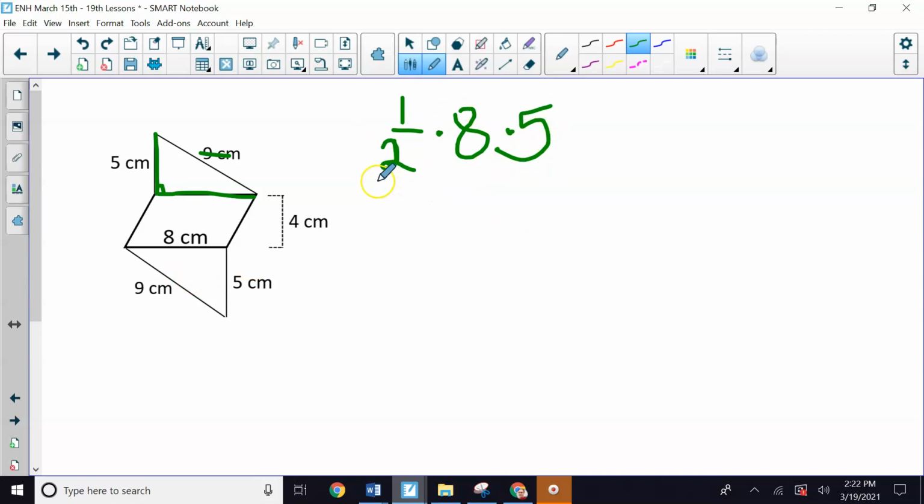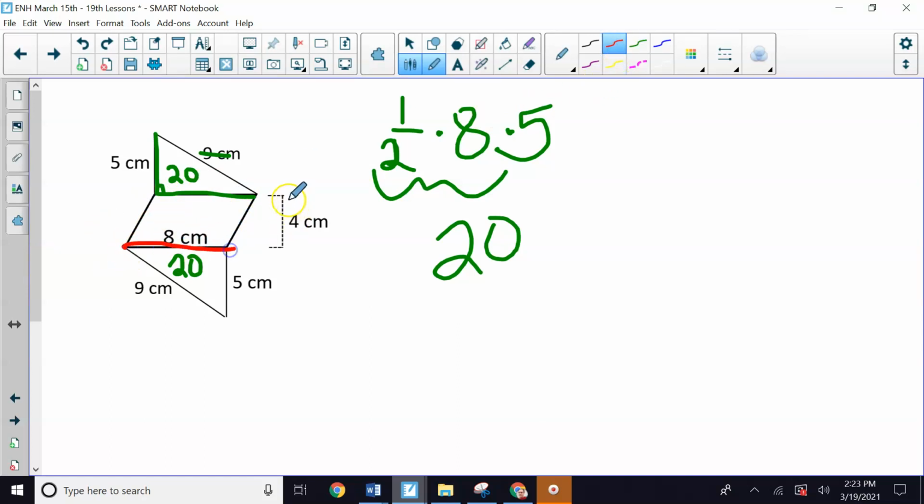So let's just go ahead and do this one. 1/2 times 8 is 4. 4 times 5 is 20. So this triangle is going to be 20 square centimeters, and the other triangle is also going to be 20 square centimeters. And then our parallelogram is base times height. So let me switch to red here. Base of 8, height of 4. 8 times 4 is 32. So we'll put 32 in here. So these are the three areas: 20, 20, and 32. And if we put them all together, we get 72 square centimeters.